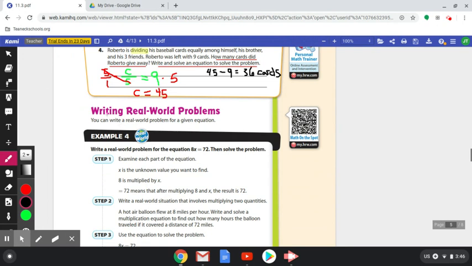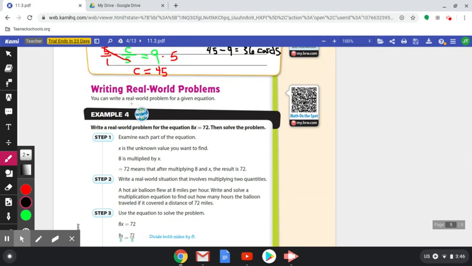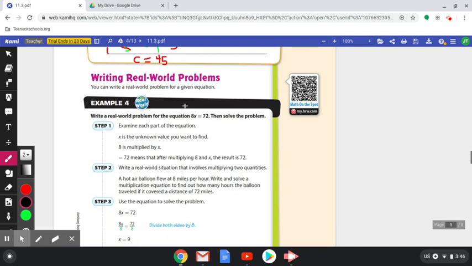This last part, writing real-world problems. You can write a real-world problem for a given equation. Well, here's the equation. 8x equals 72. Let's take a look at it. 8x equals 72. 8 times something equals 72. X is the unknown, but we know 8 is being multiplied by x, and at the end of the day, it's equaling 72. The result is 72.